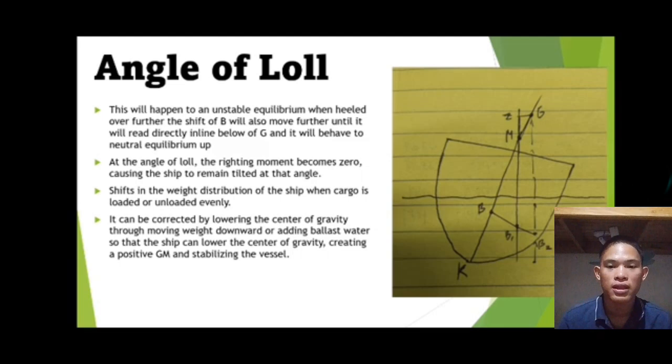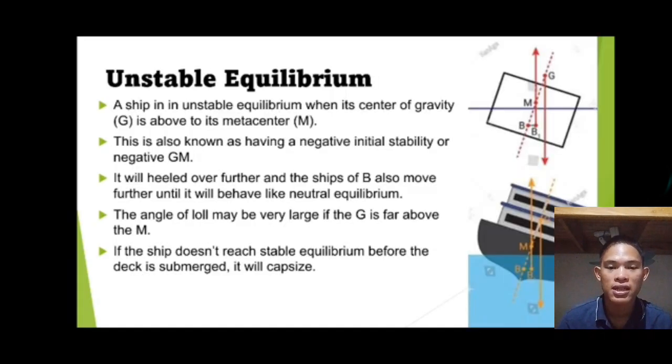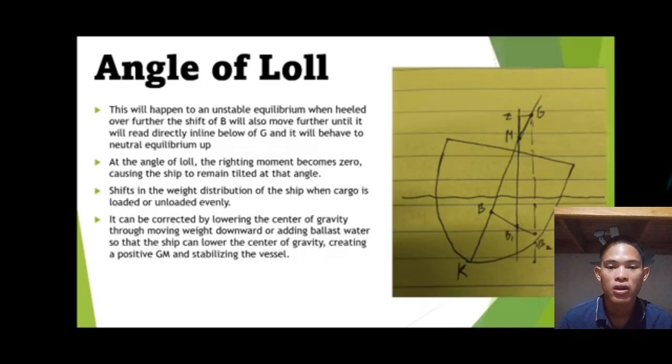Shifts in the weight distribution of the ship can occur when cargo is loaded or unloaded. It can be corrected by lowering the center of gravity through moving weight downward or adding ballast water, so that the ship can lower its center of gravity, creating a positive GM and stabilizing the vessel.